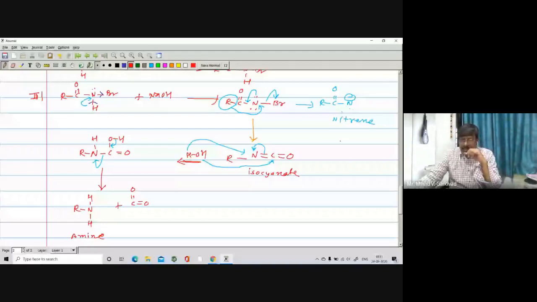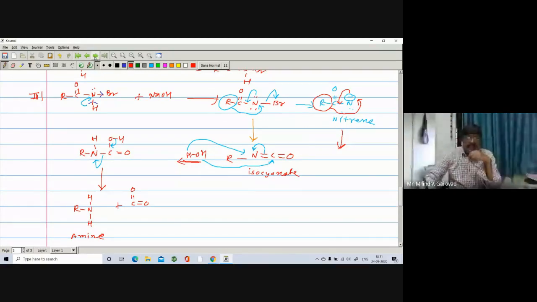Here this R will attack on this N negative. This carbon is positive, so this negative will shift here, right? And you can get again the same isocyanate. Either you write like this or like this, both will work. So in this way, this is the Hofmann rearrangement reaction. The remaining ones I will not write the example, right?